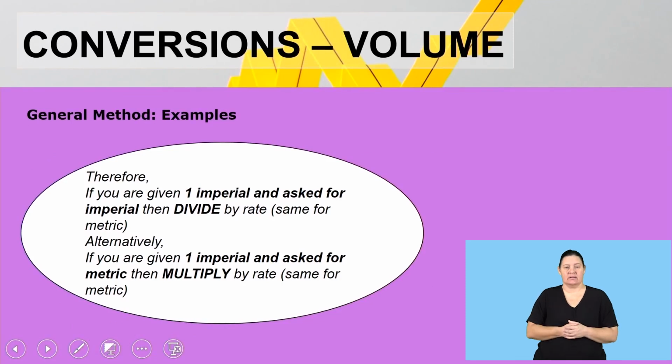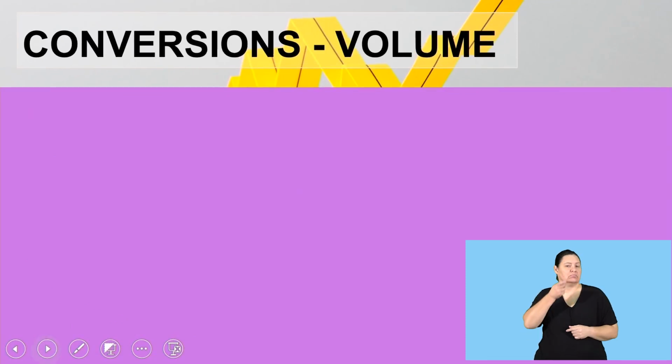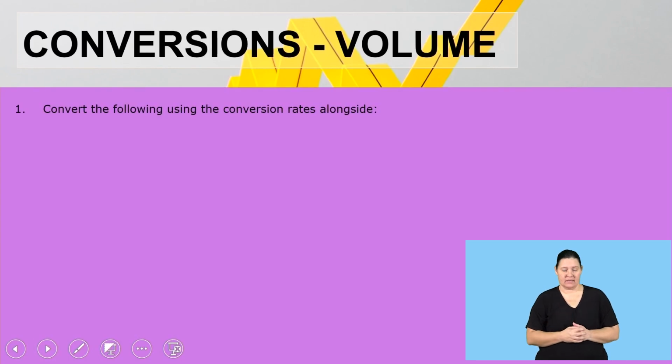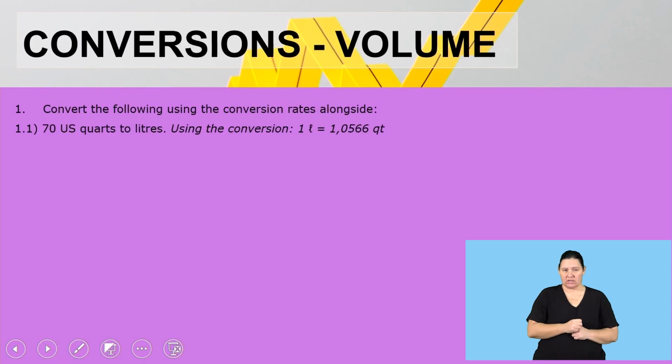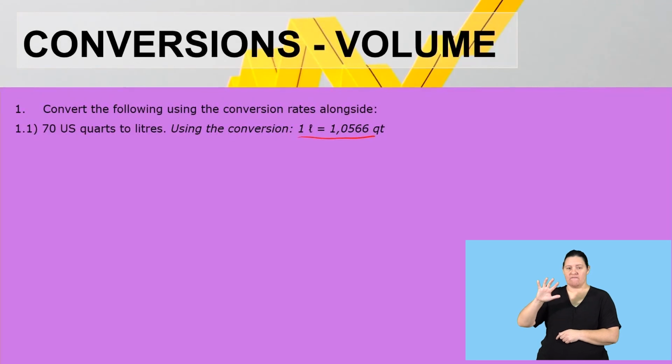Again, I've explained that. And now let's quickly put ourselves to the test. Question number 1. Convert the following using the conversion rates alongside. So what is the question? I'm saying here, 70 US quarts to liters using the conversion 1 liter equals to 1.0566 quarts. So what will happen now?